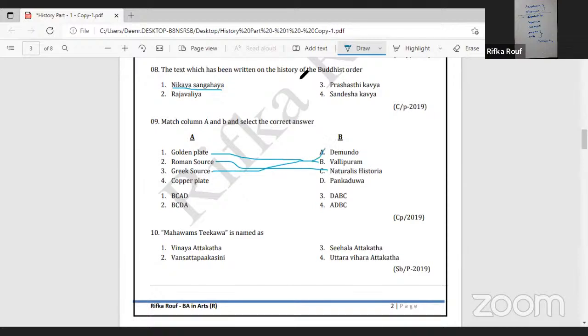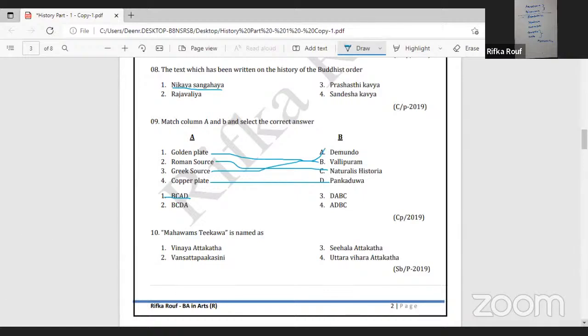So what is the copper plate we have? Tell me, the Panakaduwa copper plate belongs to which king? Yes, Nishad correct. Mishari correct. Hamna correct. Amra correct. Zaina correct. Good. So the copper plate belongs to Panakaduwa. So which is the correct answer then? B, C, A, D. Right. This is the correct answer.